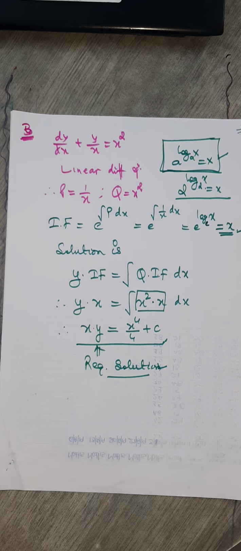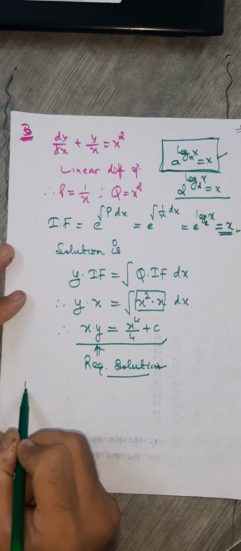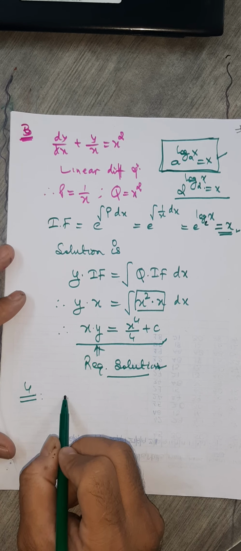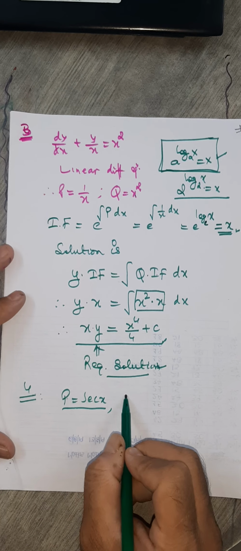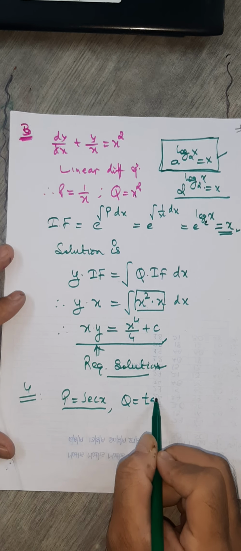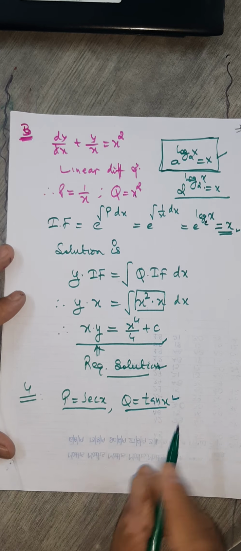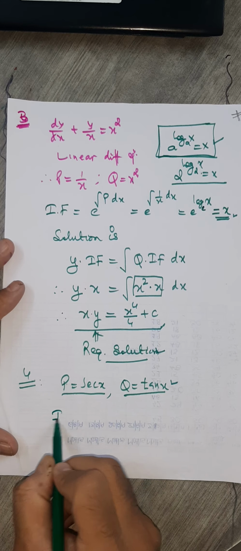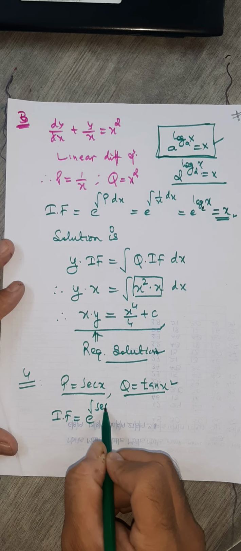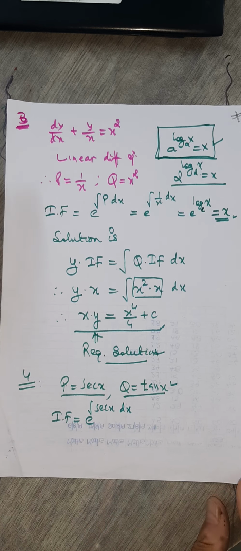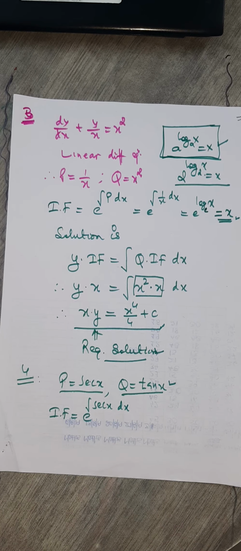Okay, as far as the fourth question is concerned, I'll just write it for you. You can see that p is sec x, and q is the right hand side expression, which is 10x. Just observe question number 4. What is the integrating factor? e raised to the integral of sec x. Do you remember the integral of sec x?